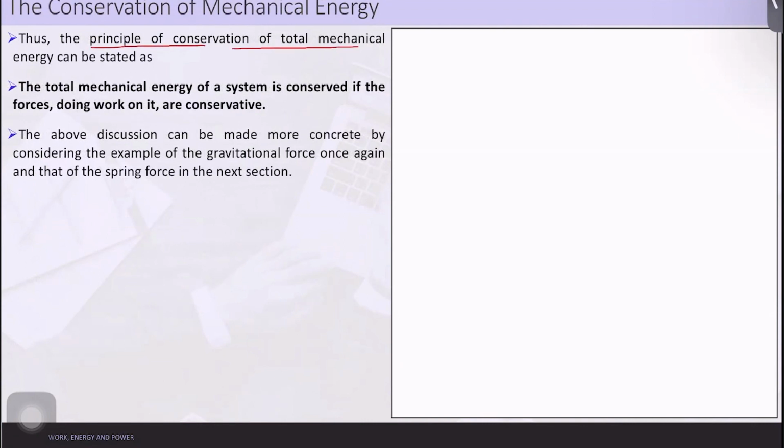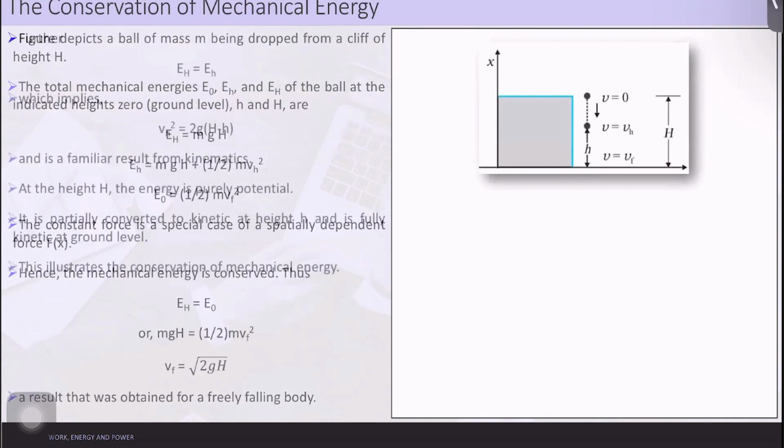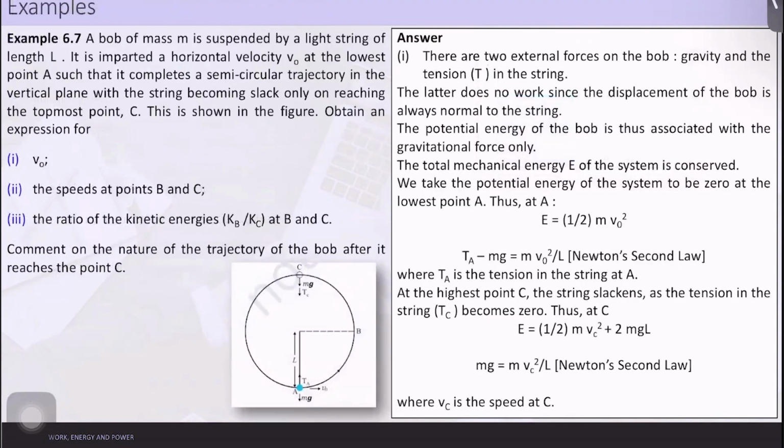Then we understood the principle of conservation of total mechanical energy. It states that the total mechanical energy of a system is conserved if the forces doing work on it are conservative. These discussions were explained in the previous lecture. Let us start with the example now.